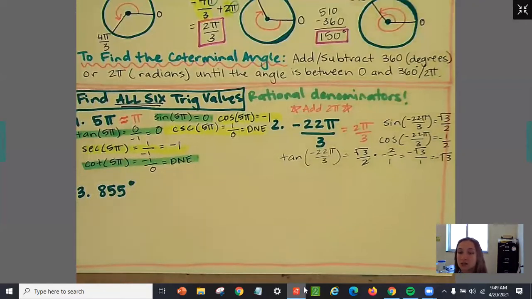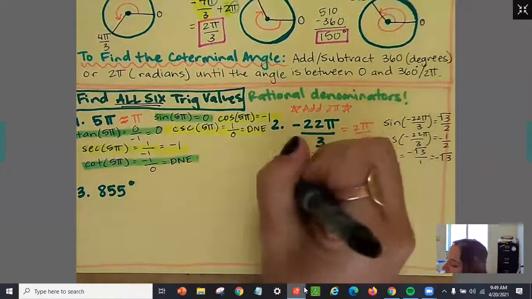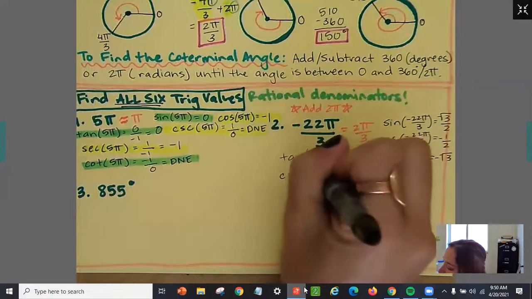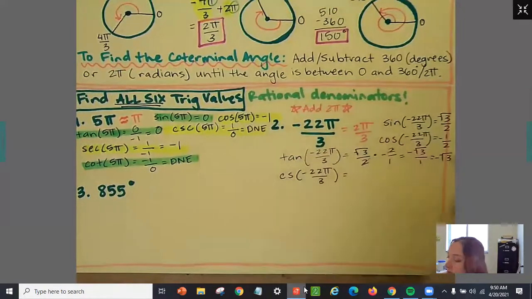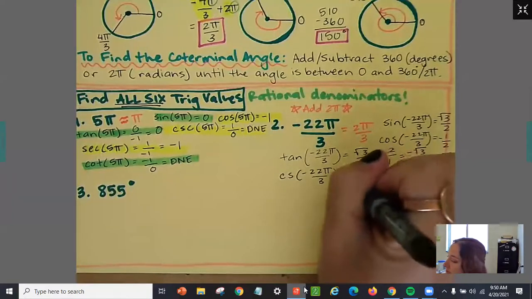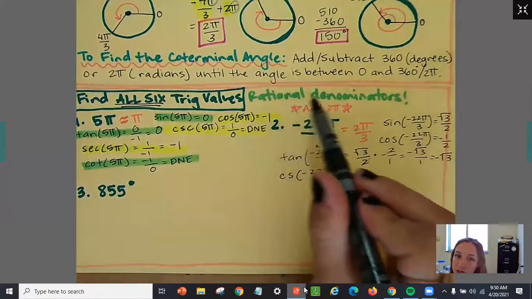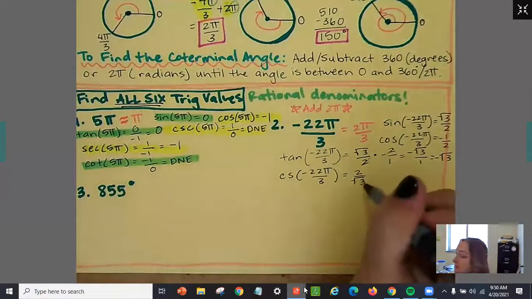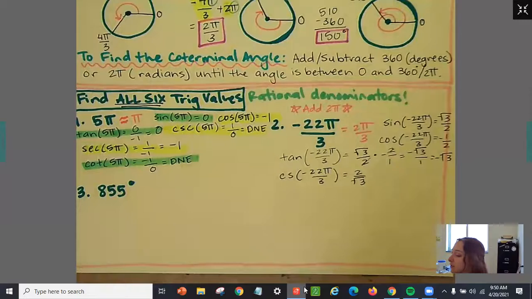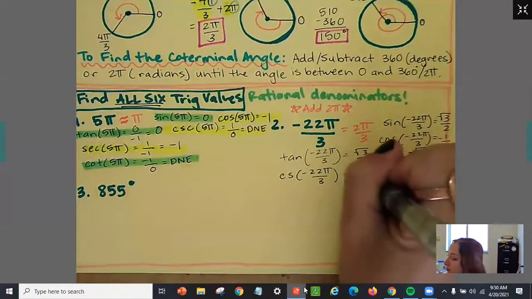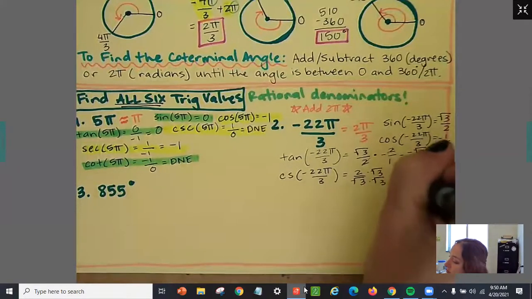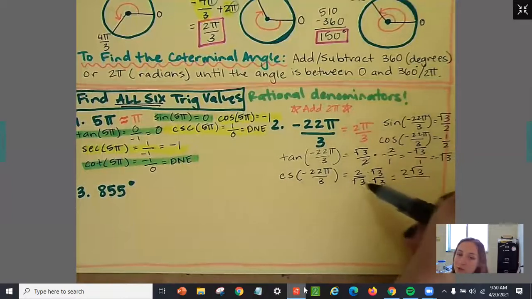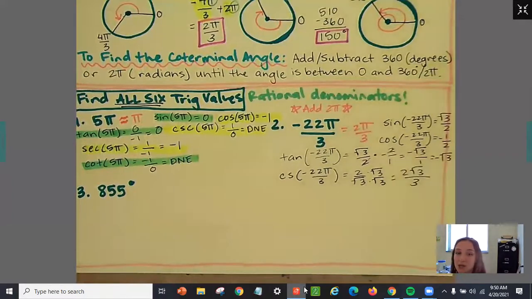Okay, so now let's find our reciprocal functions. So let's start with cosecant. Remember, this is the reciprocal of sine. So since it's the reciprocal of sine, that means I'm simply just going to flip the bottom and the top. So this is going to be equal to 2 over root 3, but this is not a rational denominator. So we are going to have to multiply the numerator and denominator by the irrational denominator, which is root 3. So let's multiply by root 3. We're going to get 2 root 3 divided by root 3 squared. This is going to be root 9, and the square root of 9 is 3. So this is our cosecant.